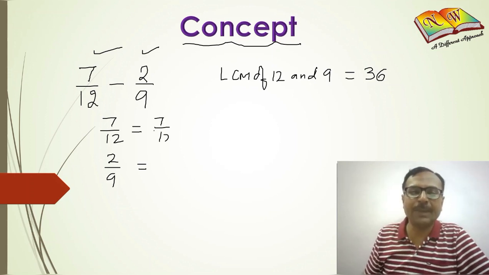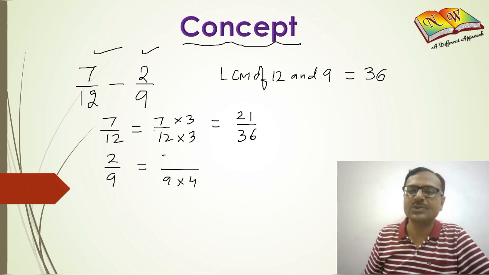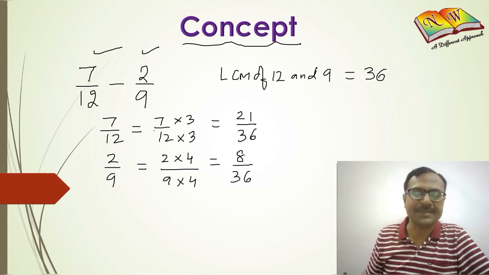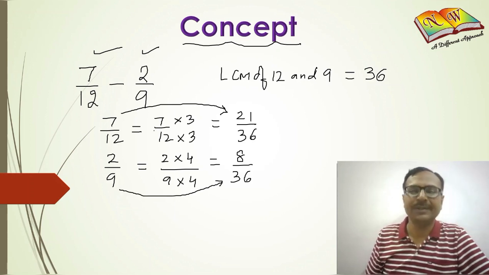So I will multiply 12 by 3 to get 36. So I have to multiply the numerator also, and that becomes 21 upon 36. Likewise, 9 is to be multiplied by 4 to get 36. So 2 will be multiplied by 4. So this becomes 8 upon 36. Now in place of 7 upon 12, I'll use 21 upon 36, and in place of 2 upon 9, I will use 8 upon 36.